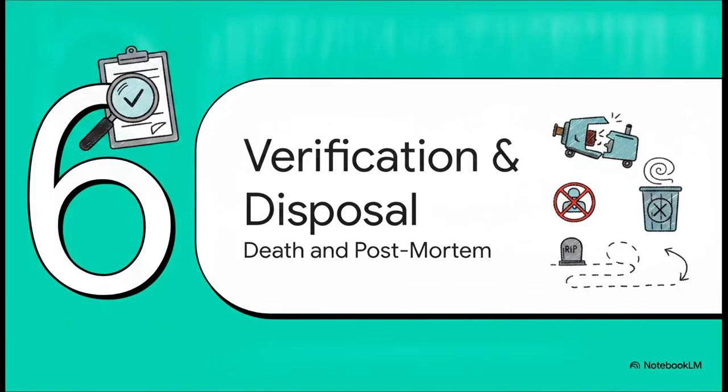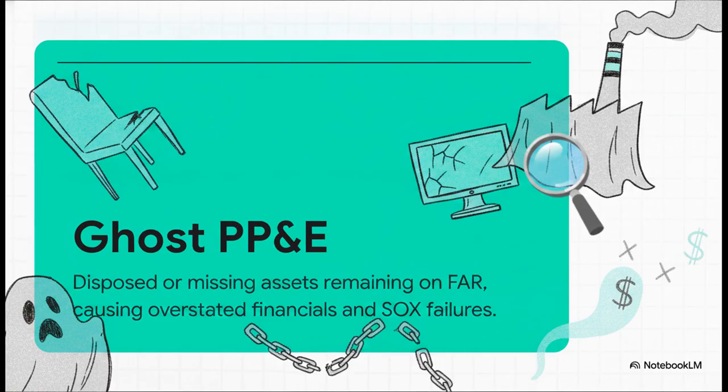Finally, Section 6, verification and final disposal, death and postmortem. We've reached the end of the line. This is the post-mortem phase, where assets are physically verified or officially deregistered and disposed of. And listen, if you skip physical verification, you run the massive risk of being haunted by ghost PP&E. I know, it sounds a bit spooky, right? Ghost assets are basically assets that were thrown away, sold, or literally just vanished. But because nobody filed the paperwork, they are still actively depreciating on the fixed asset register. It's a very real nightmare that leads to wildly overstated financials and massive SOX compliance failures.